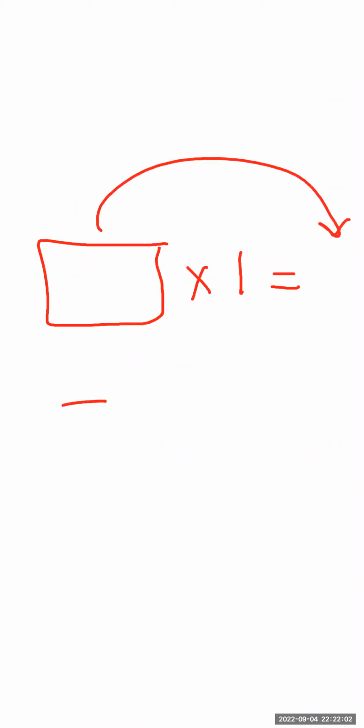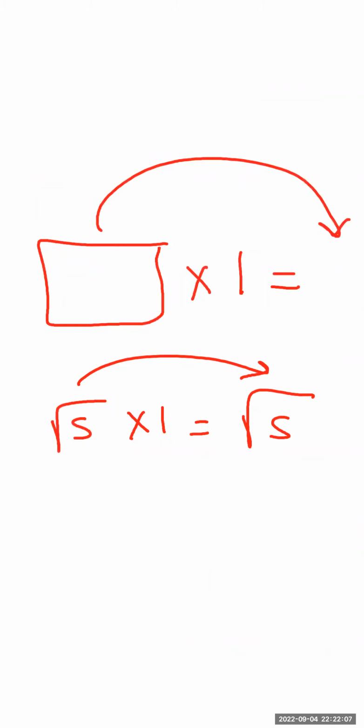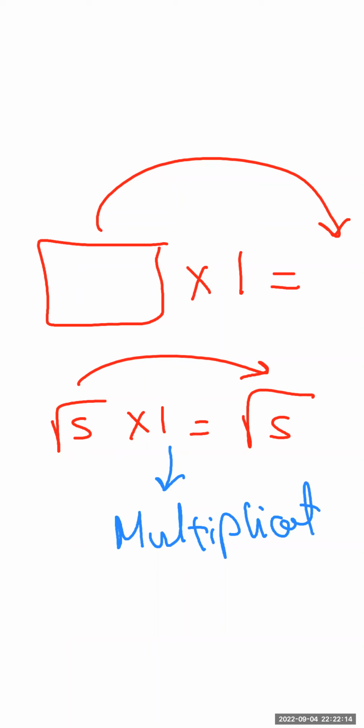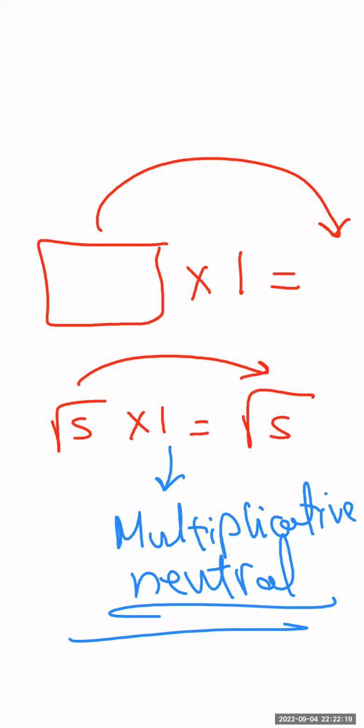Square root of 5 times 1 is a square root of 5. Nothing can change. That's why we said that 1 is the multiplicative neutral. Okay, guys? So the additive neutral element is 0. The multiplicative neutral element is 1. Okay. The next property is the multiplicative inverse.